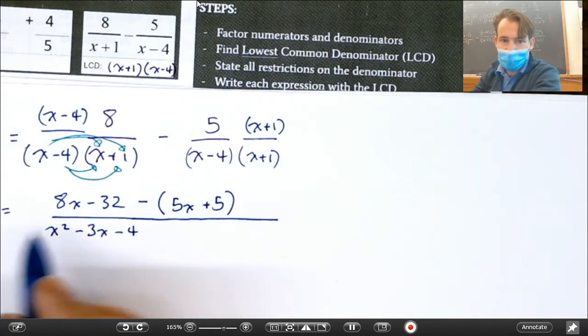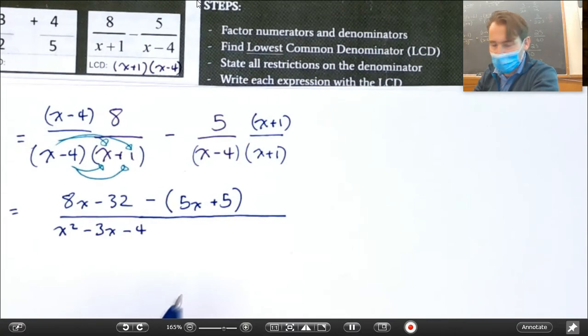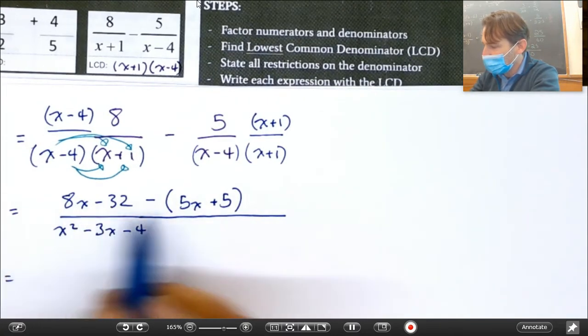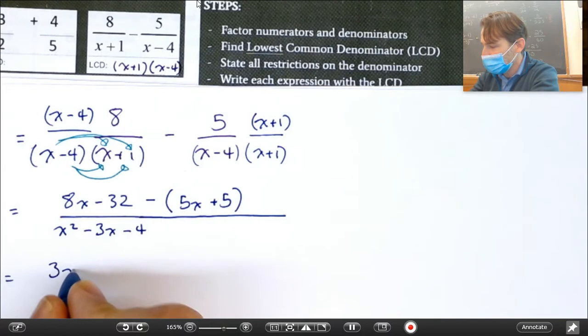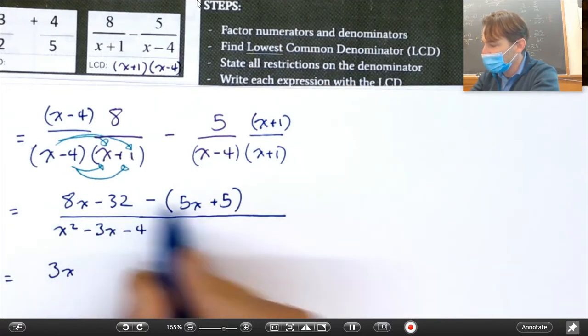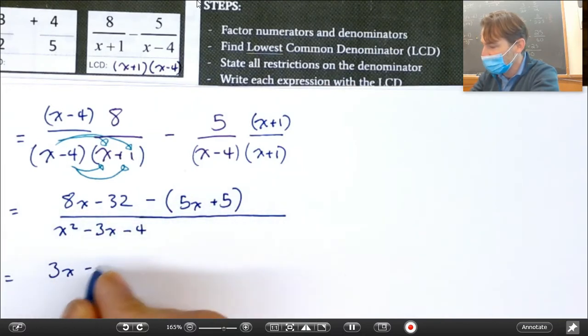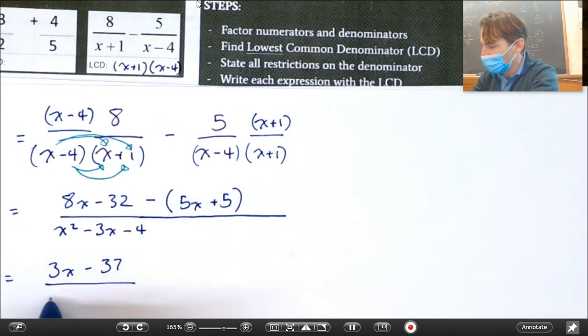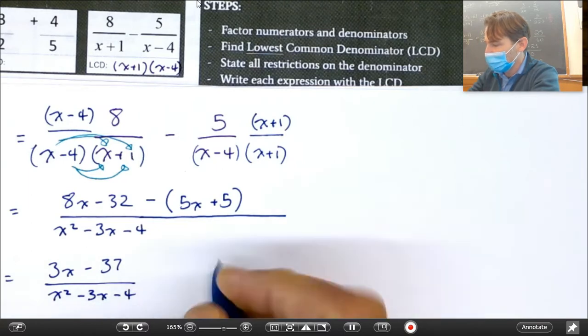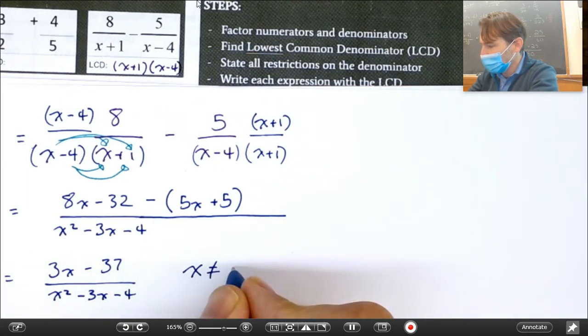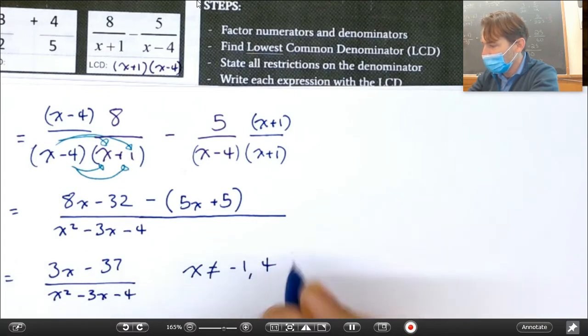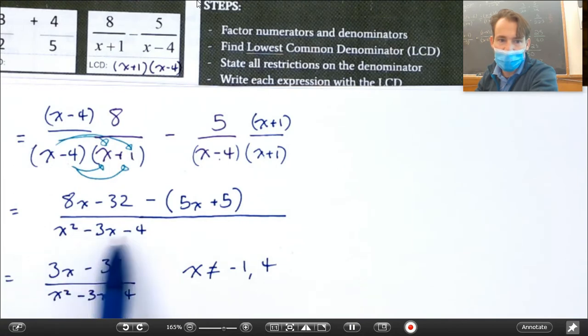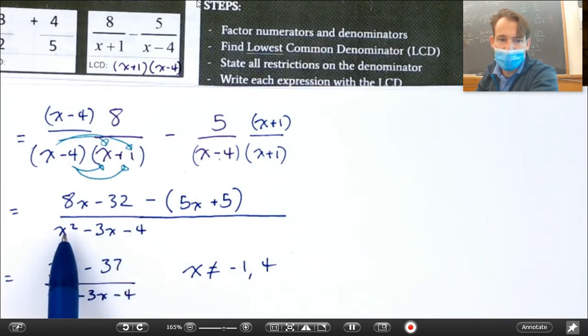So then, because I have this written over a common denominator, I can now say this is equal to 8x minus 5x is 3x, negative 32 minus plus 5, so that's negative 37, all over x squared minus 3x minus 4. X is not equal to negative 1 or 4. And I got those restrictions from here, from the denominator. Both of these values make this trinomial equal to 0.